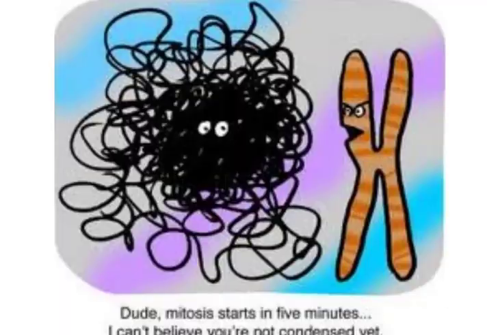When a cell divides, it can either do mitosis or meiosis. Some people call it meiosis. And if you go through mitosis, you end up with two identical cells. If you do meiosis, you either end up with a sperm or an egg, depending on whether you're male or female. So here's a cartoon, and here is the chromosome in the form of two sets of chromatids. And he's talking to the chromatin, saying, "Dude, mitosis starts in 5 minutes, and I can't believe you're not condensed yet."